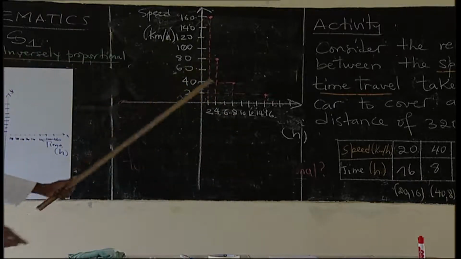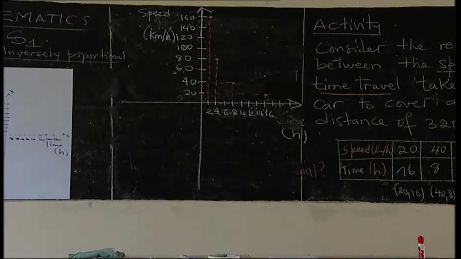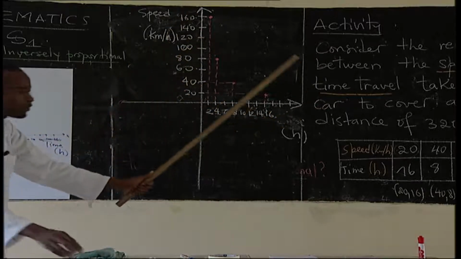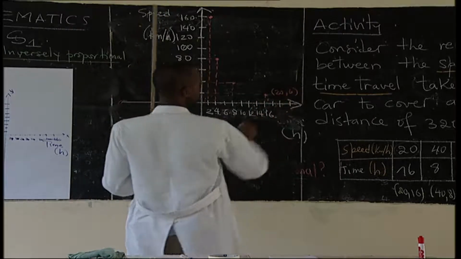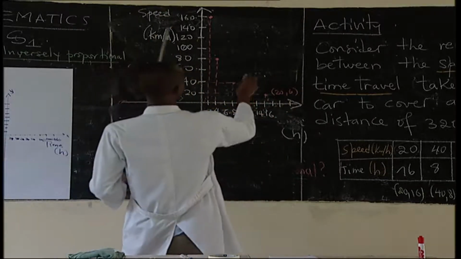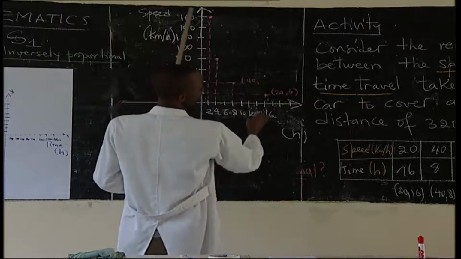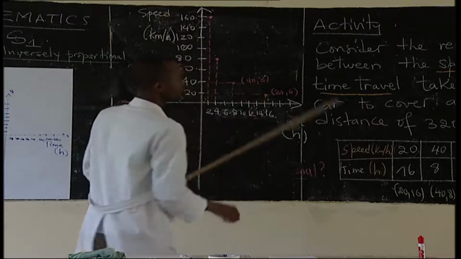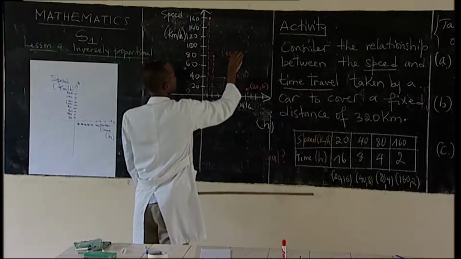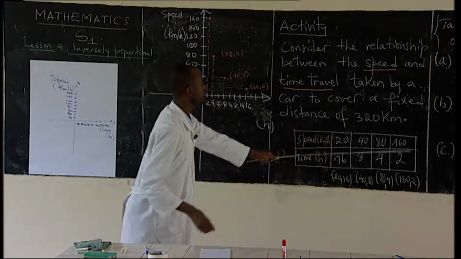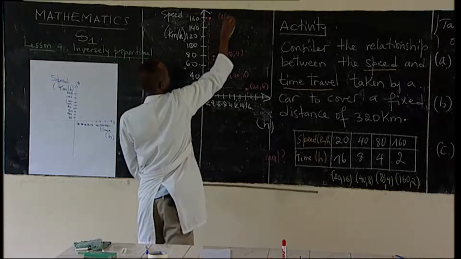That's why I wanted it to be so clear when you use this graph. As you can see, the points, we are going to join them. This is for 20 and 16. This one is for 40 and 8. This one is 80 and 4. And we have 160 and 2.